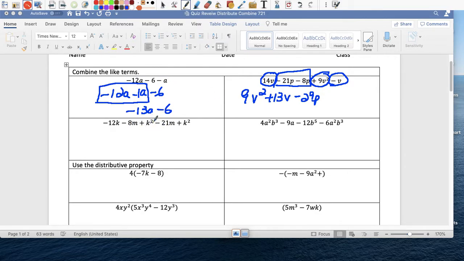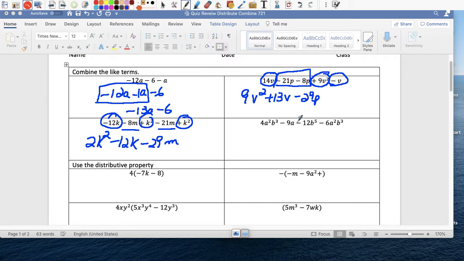Here I have a k squared and a k squared, so these two are like terms, so that gives me 2k squared. Right? Remember, we're adding. Do we have a k here by itself? Yeah, that combines with nothing. And these two m's combine with each other, and again, negative 8, negative 21 is negative 29m.